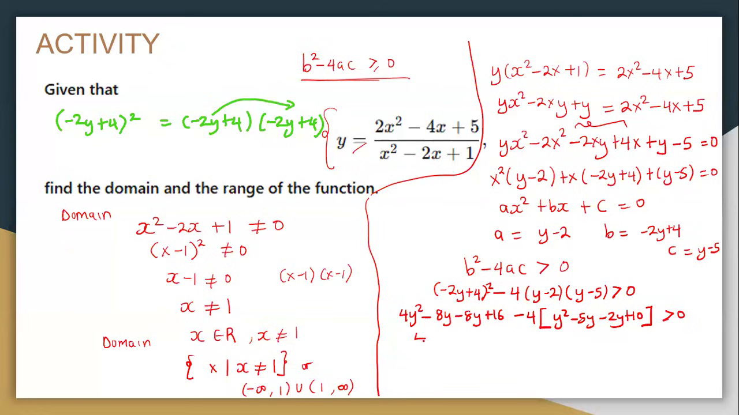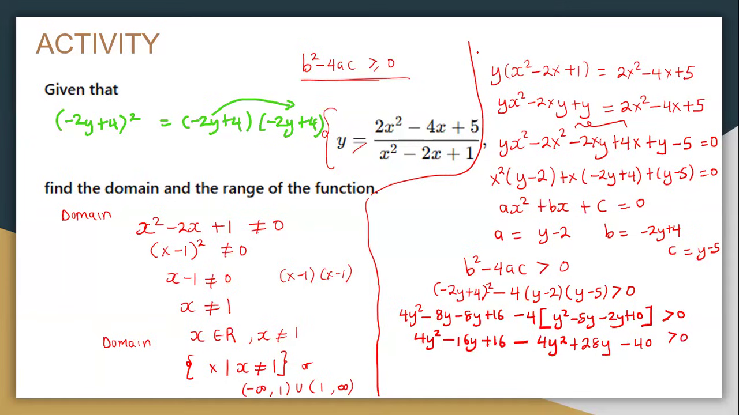So when I collect like terms, I'll have 4y squared minus 16y plus 16 minus, I open up the brackets, I'll have 4y squared. Negative 5 minus 2 gives you a negative 7. Then that negative 7, when you multiply it with the 4 outside, we shall end up with a plus 28y. Then minus our 40 should be greater than 0.